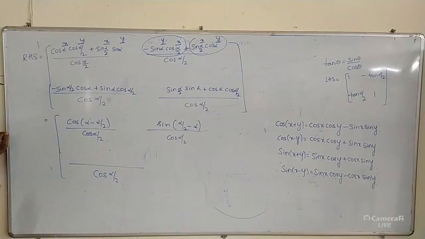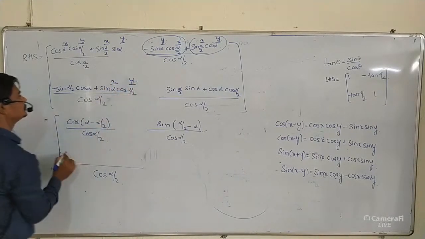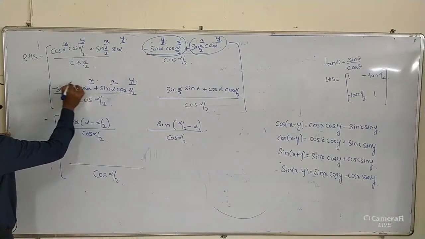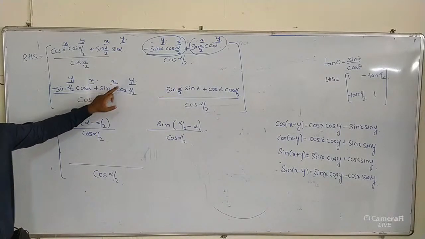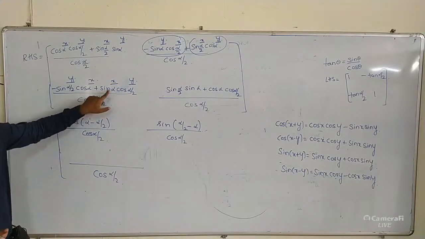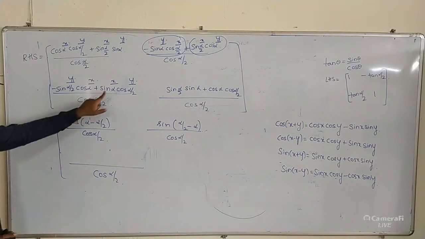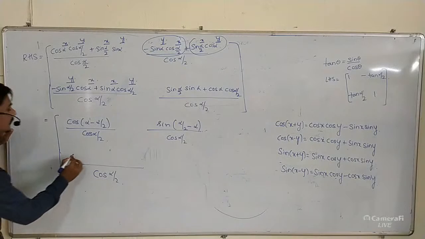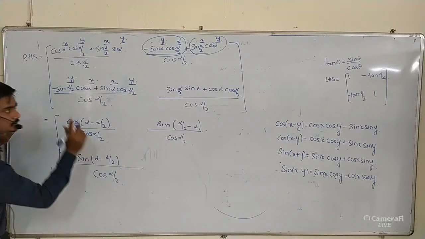Let us simplify the numerator. Again look at the terms. They are the terms of a formula. Which formula? Sin x cos y minus cos x sin y. Observe very carefully here. X is alpha, y is alpha by 2. Sin x cos y minus cos x sin y. So what is sin x cos y minus cos x sin y? This is sin of x minus y.